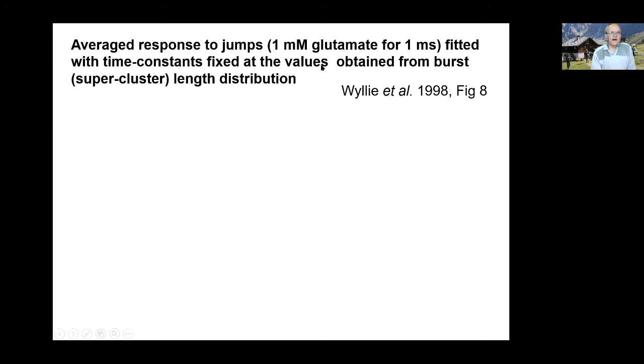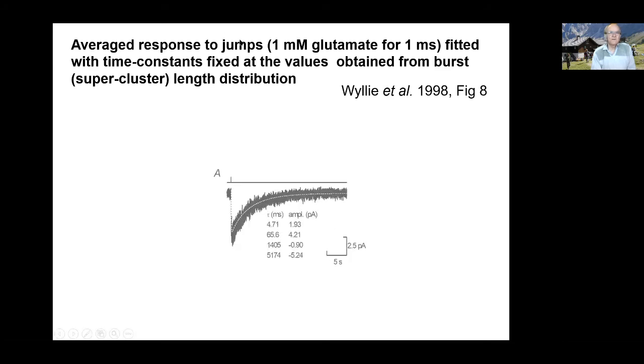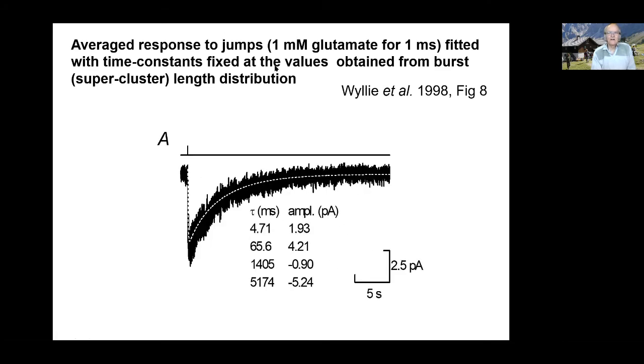So let's look at the average response to jumps at time 0. And these are fitted with the time constants fixed at the values obtained from the activation length distribution. Notice that this is about 30 seconds long.